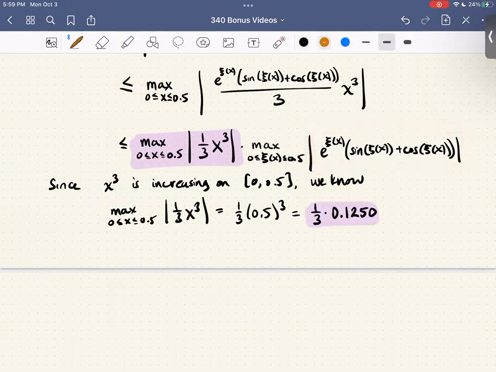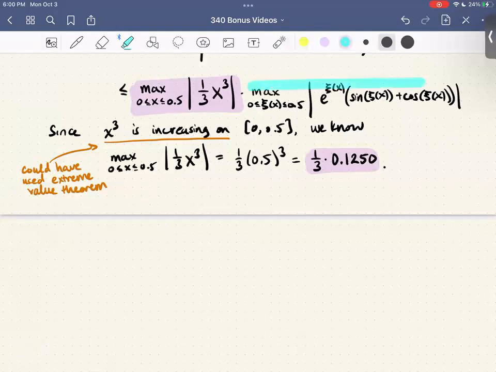I should also note that here I gave a reason why I know this. I know that x cubed is increasing, so I know the max occurs there. That's fine. But if you weren't sure, you could also have used the extreme value theorem, and found the critical points and endpoints and tested each value there. You could have done that. Either one is okay with me.